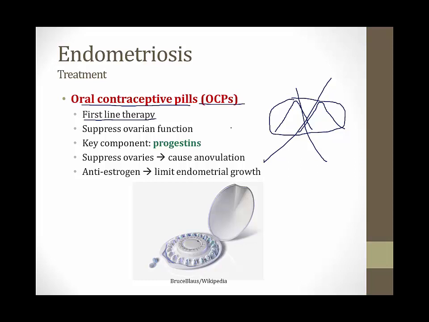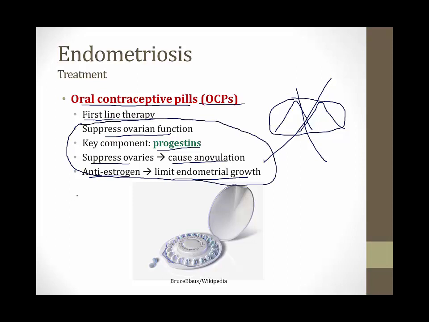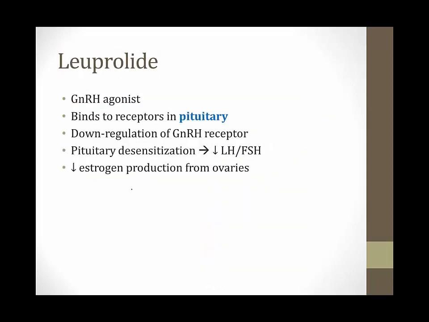So oral contraceptive pills do this by suppressing ovarian function, and the key component is the progestin component of these pills. The progestin component suppresses the ovaries and causes anovulation. In addition, progestins are anti-estrogen, so they limit endometrial growth. So for all of these reasons, you get improvement of symptoms of endometriosis when you place women with the condition on oral contraceptive pills.